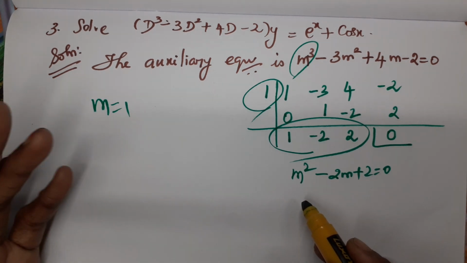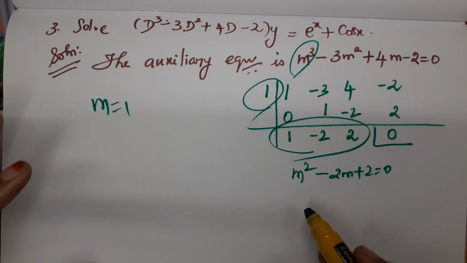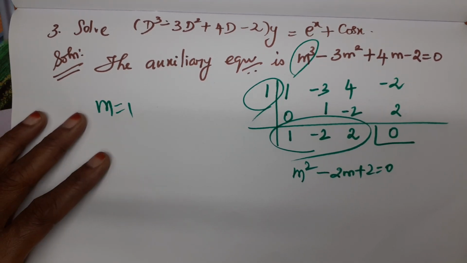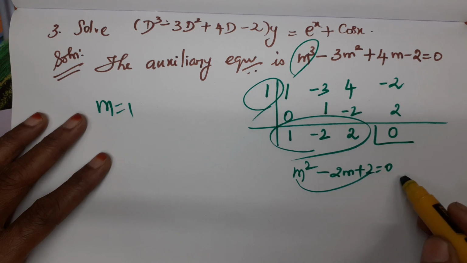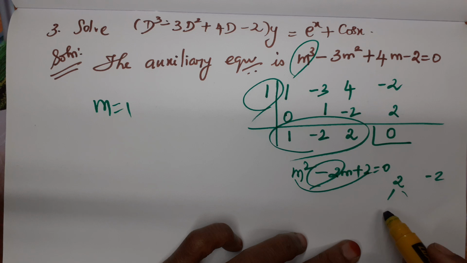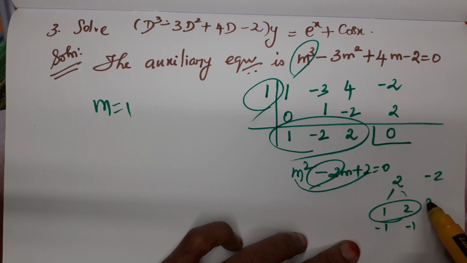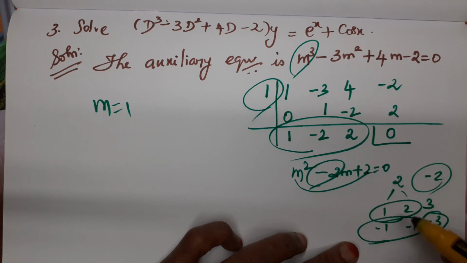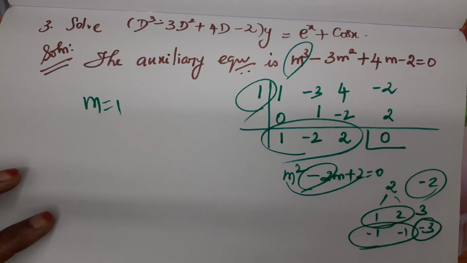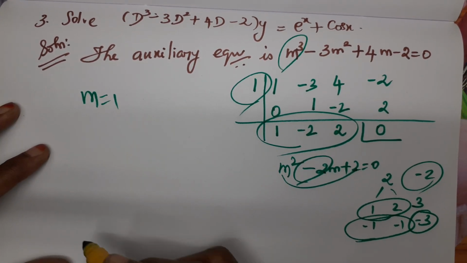First we have to check whether we are able to find the factors directly, otherwise use the formula method. Multiplying these two we get 2, and the addition is minus 2. For 2 we have the options 1, 2, minus 1, minus 2. If you add these it is 3, and if you add these it is minus 3. Nothing is giving minus 2. So directly we are not able to find the factors, so we are going to use the formula method.